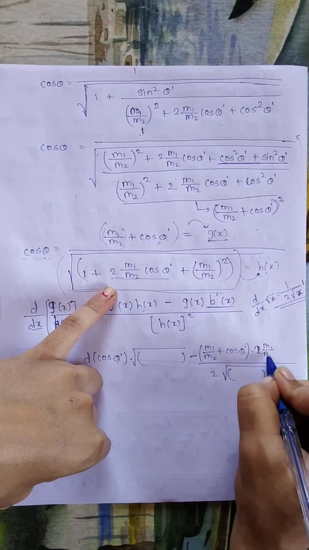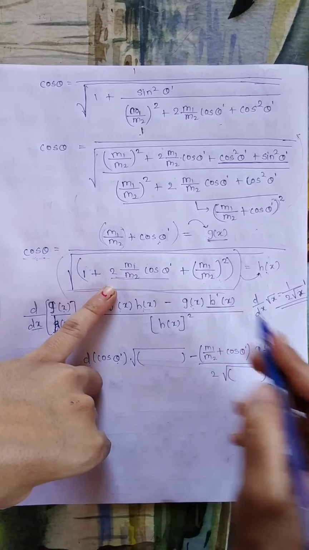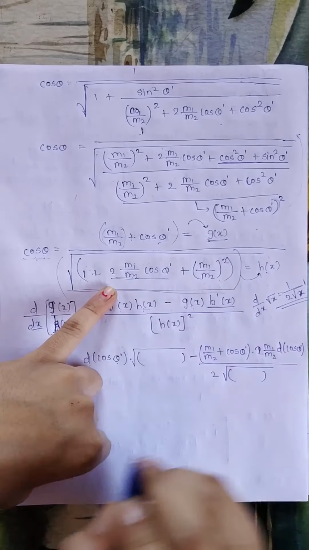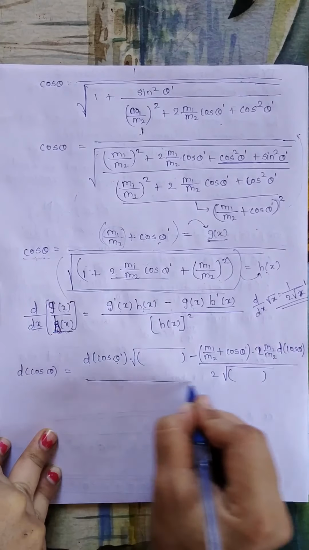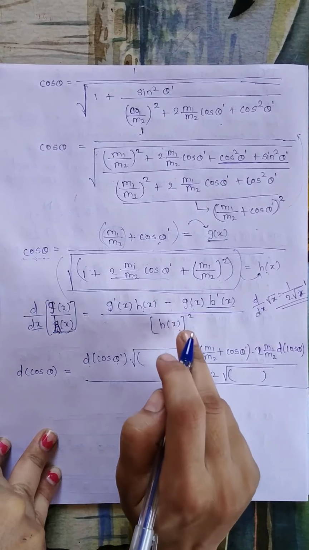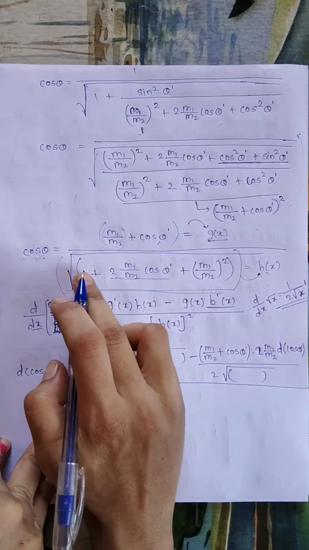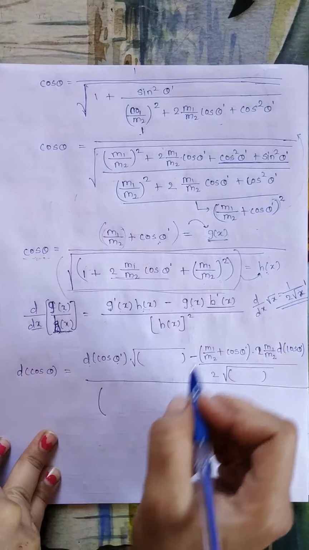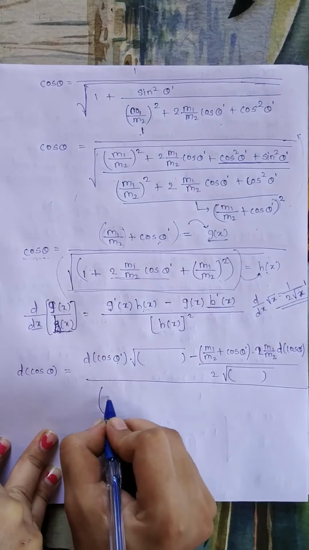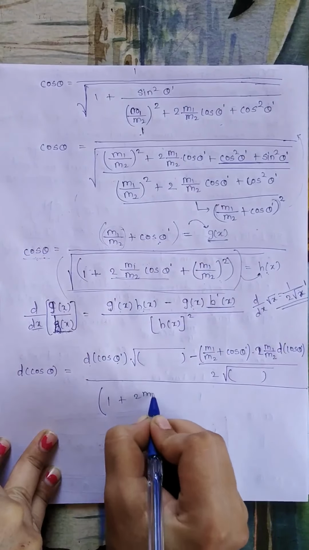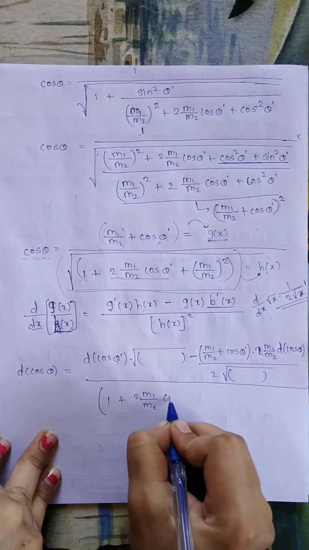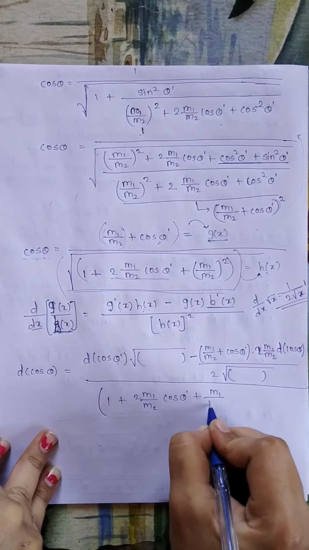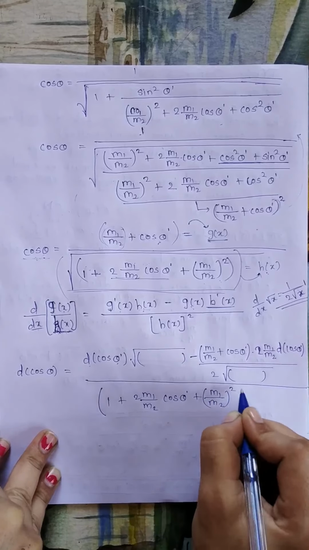m1 upon m2 is also constant. So there is only derivative of cos theta dash. And on the denominator there is square of h, means square of this quantity which is inside the root. So root into square, both will get cancelled and we will get 1 plus 2m1 upon m2 cos theta dash plus m1 upon m2 its square.